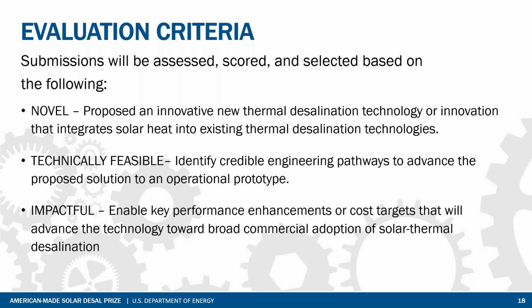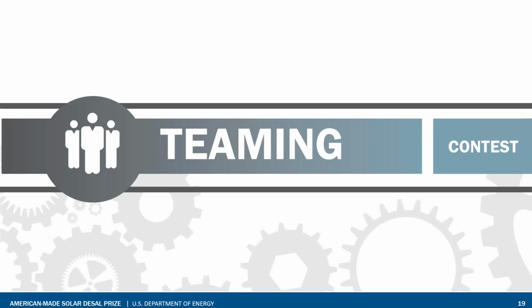Second is technically feasible. We have to be convinced that there's sound engineering principles behind your technology, and it's physics-based, and that there's a credible engineering pathway for your innovation. And third, it has to be impactful. You have to show that if this innovation is fully implemented, that you're going to see some real differences in those performance metrics that currently exist versus what will exist. Okay? And again, more detail on that in the rules.